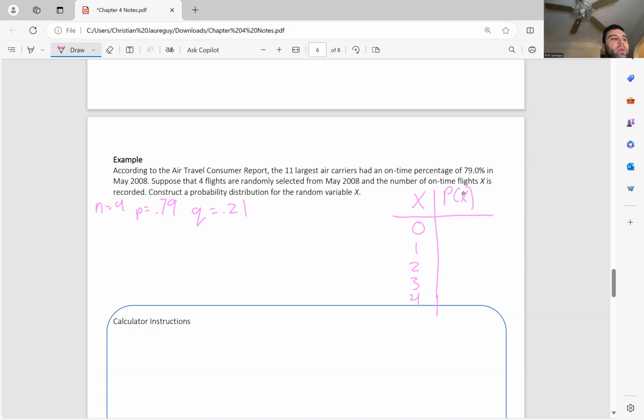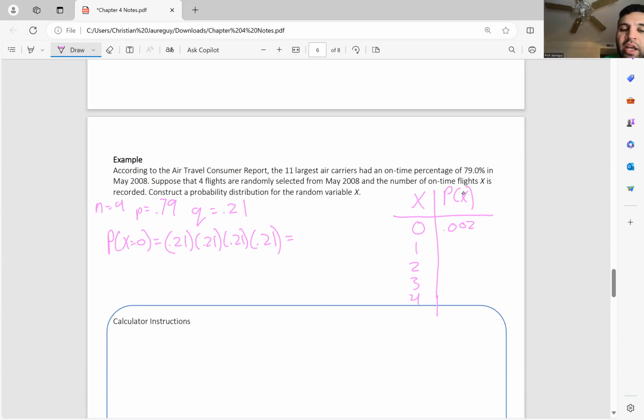So let's find the probability X equals 0. You have 0 on-time flights. So the probability X equals 0 is 0.21 times 0.21 times 0.21 times 0.21. No problem. And that equals, throw that in your calculator, 0.21 to the 4th. Let's say 0.002. Sweet.